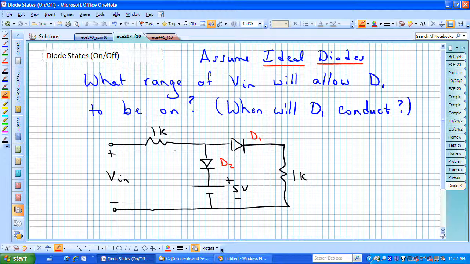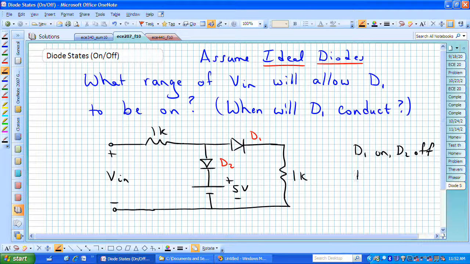To get started, we're really looking at two possible cases. We have D1 on and D2 off. We're always looking to find when is D1 on, and we have D1 on and D2 on. Those are the two circuit configurations that we're interested in, to see if we can find a consistent range on Vn when both of those might be true, or when Vn will allow D1 to be on and D2 to be off or on.